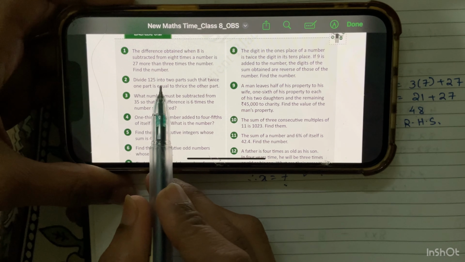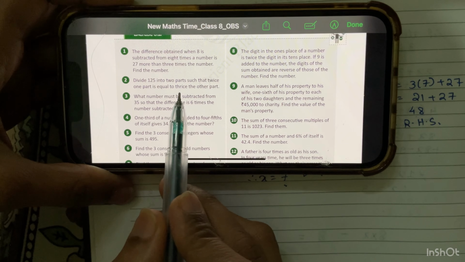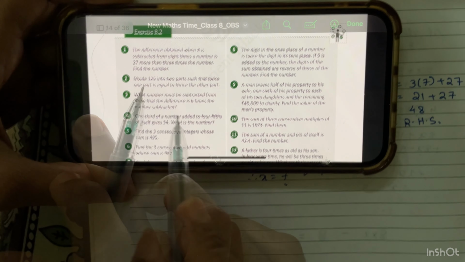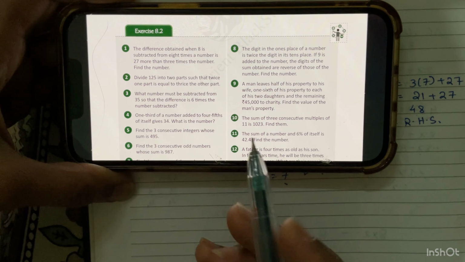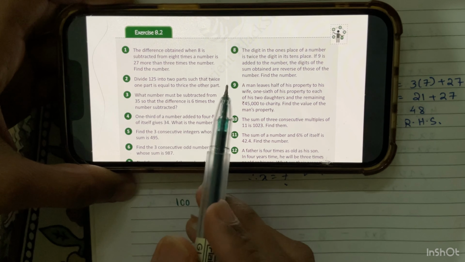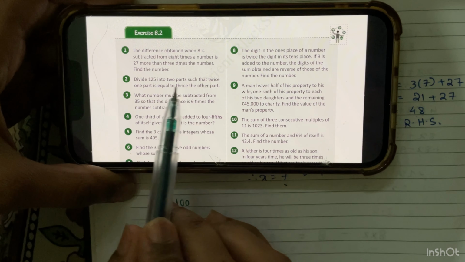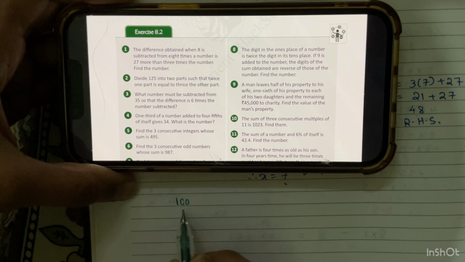Divide 125 into two parts such that twice one part is equal to thrice the other part. See here, before this I'm having 100, okay, and in this question they didn't mention dividing into equal parts. They didn't mention anything, but they asked us to divide into two parts. For example, here I'm having 100.